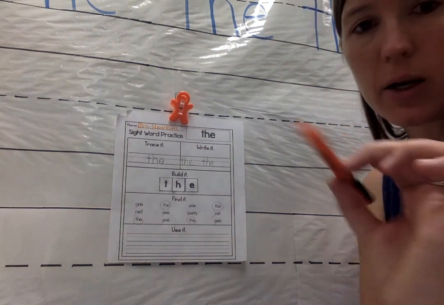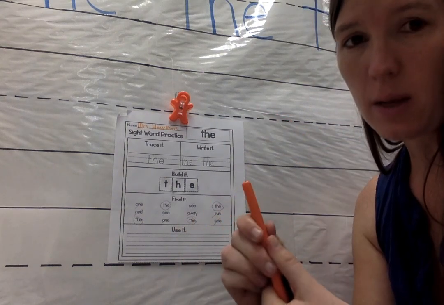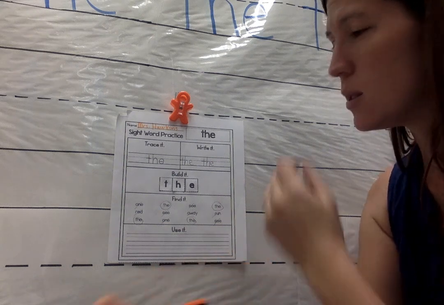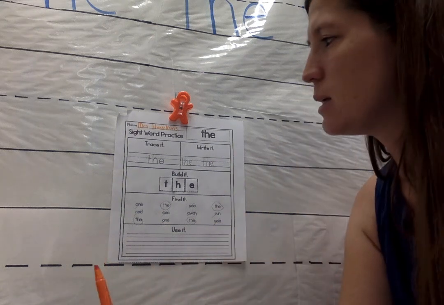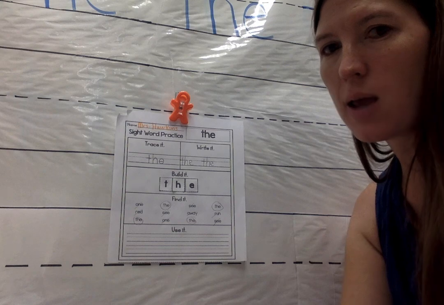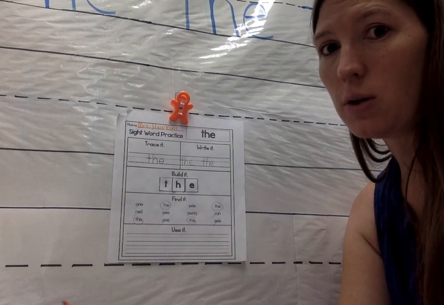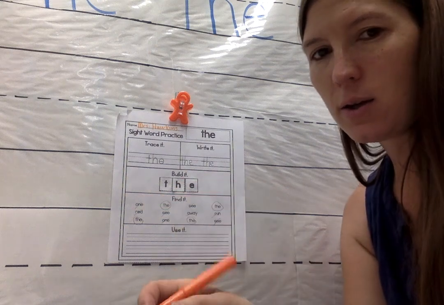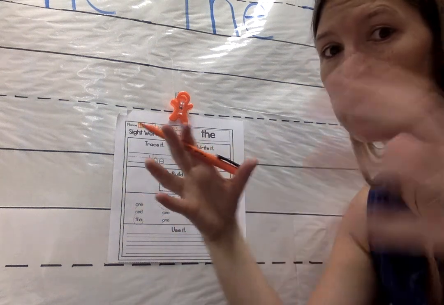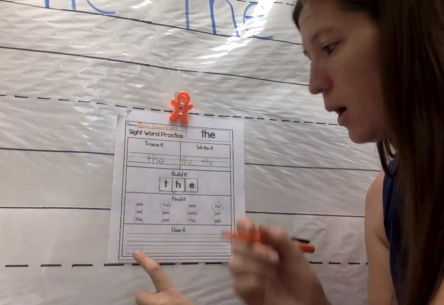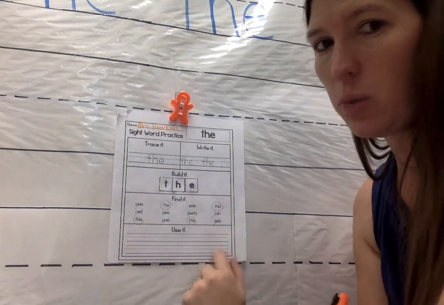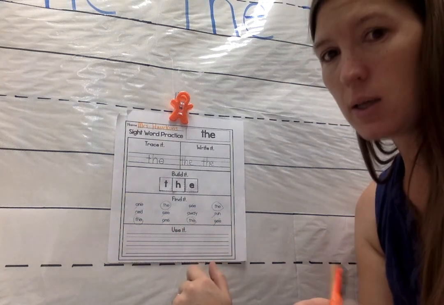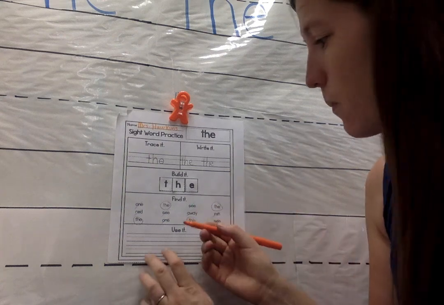I'll write it in highlighter so that you can see it a little better, and then I'll trace it. The sentence I'm going to use today is, I like the turtle. Turtles are little reptiles, and they're cute as buttons. Sometimes they can be small, sometimes they can be really big. I'm going to write, I like the turtle, because turtle begins with T, which is the new letter that we learned today, T.